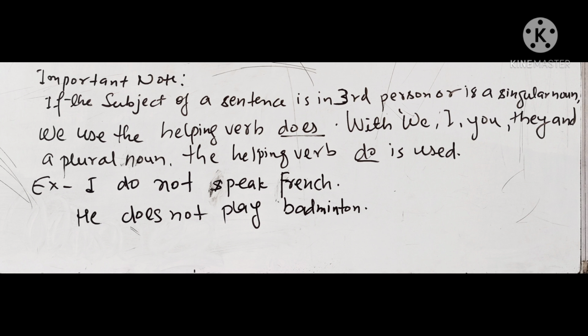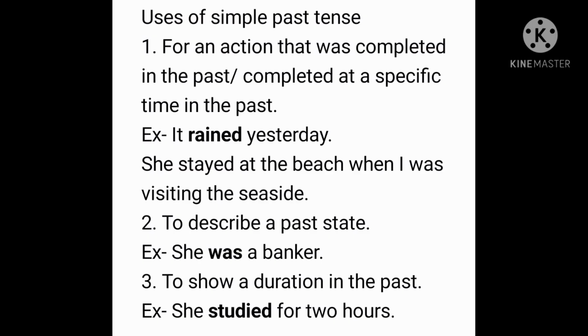Okay, example: I do not speak French. He does not play badminton. Now let's see simple past tense. Simple past tense in English is used to describe an action that got over at a definite time in the past. So let's see the uses.